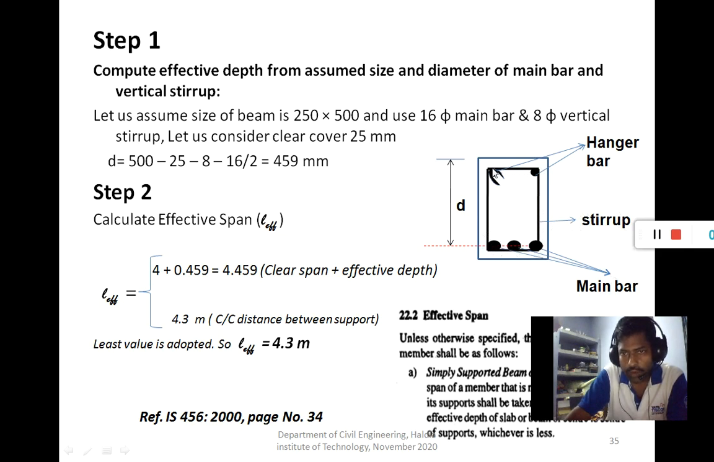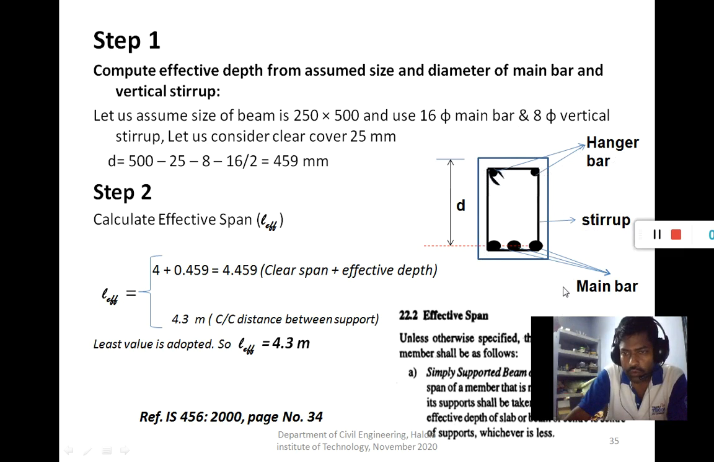This confinement is required, otherwise when the concreting is done, the bar can be displaced. So the cage has to be made properly, and it should be confined. That's why the stirrup is required. The stirrups are mainly used to resist shear forces, and this is the hanger bar. In the compression zone, these bars are used.